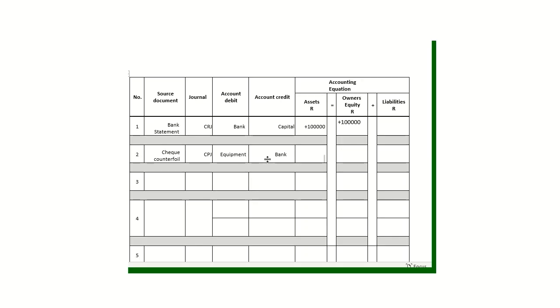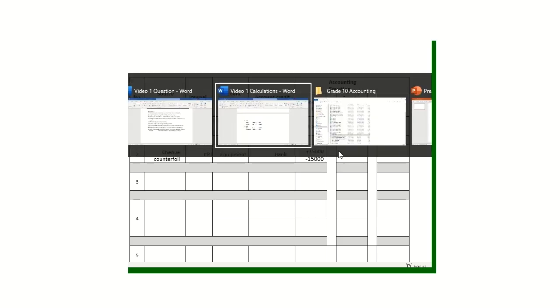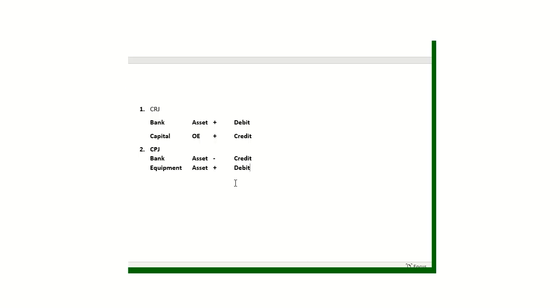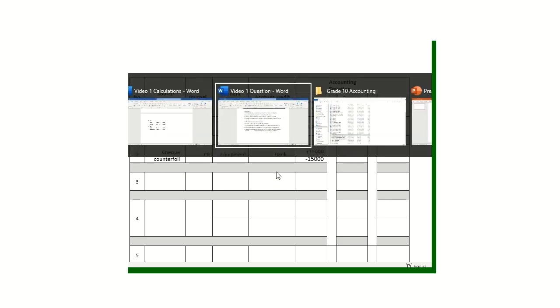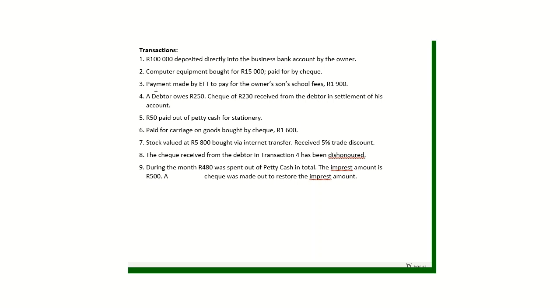Good, so both were assets. So it is a plus 15,000 for the equipment that got more, but also minus 15,000. So I put them both in the assets because according to my calculation, they were both assets. So I cannot put them under another column but assets. Look, test yourself. Plus 15 minus 15 gives you 0. So 0 equals 0. So I still balance in my equation. Can move on to question number 3 or transaction number 3.